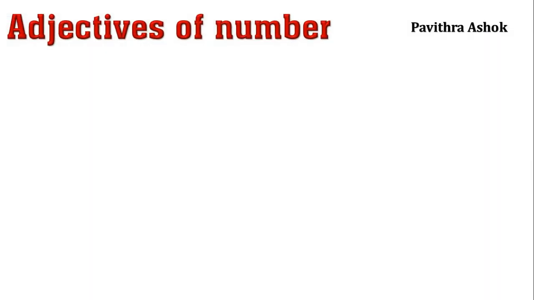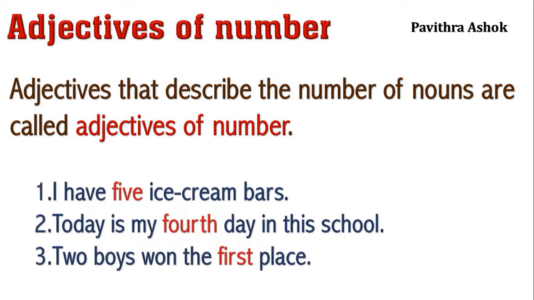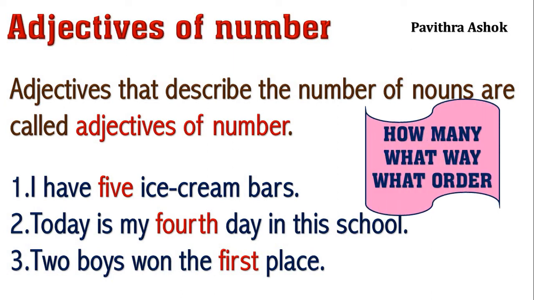Next, we'll move on to adjectives of number. Adjectives that describe the number of nouns are called adjectives of number. For example, I have 5 ice cream bars. Today is my 4th day in the school. 2 boys won the first place. The highlighted words specify the number of the given nouns. They answer the questions how many, or what way, or what order. They are called adjectives of number.